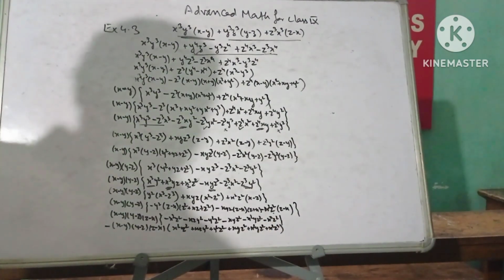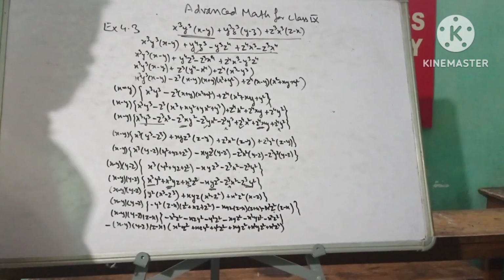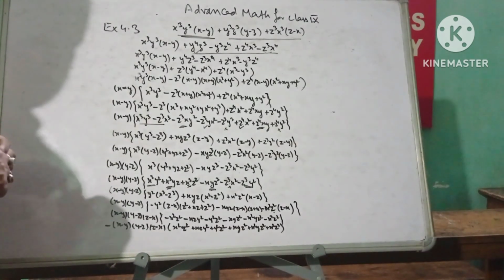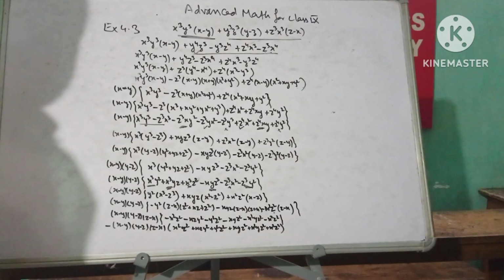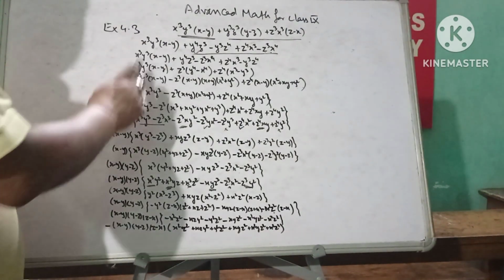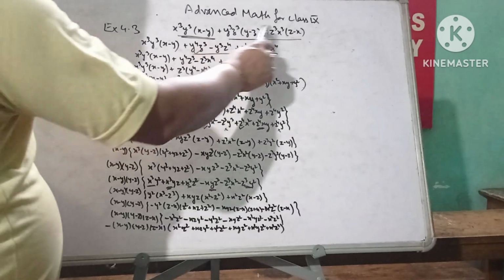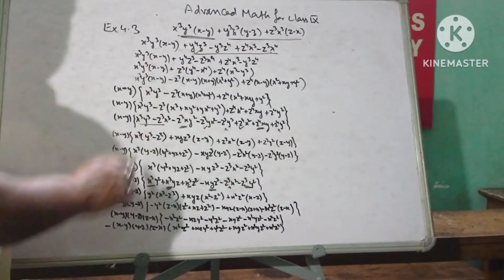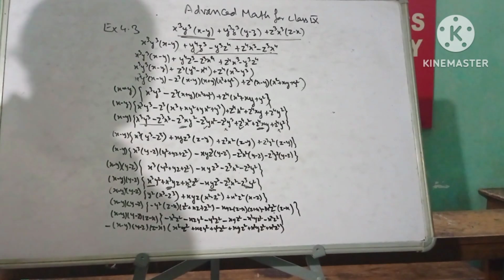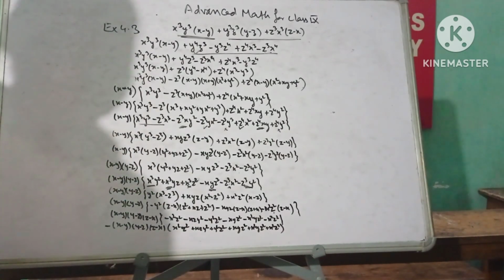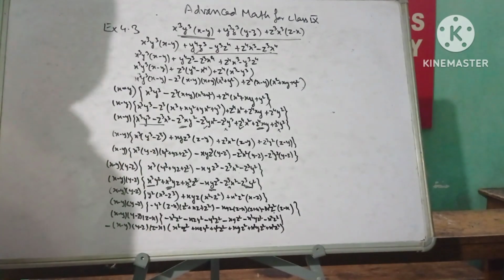This remains here. So this is how we solve this question. We keep this constant and then expand it. And from here we try to find out x minus y. And after finding this x minus y, we take out the common.